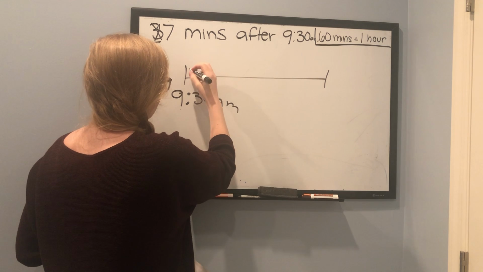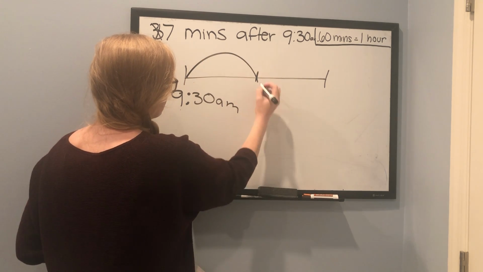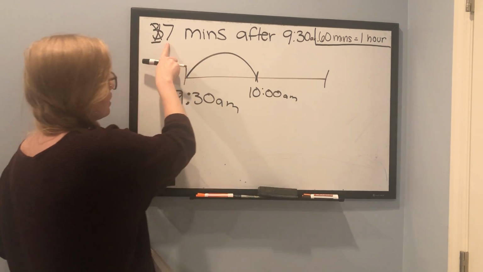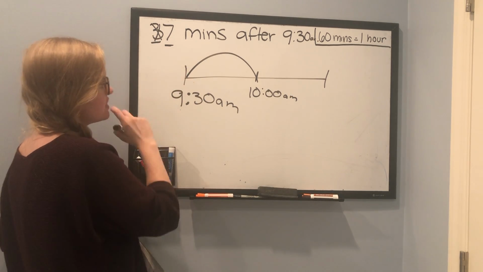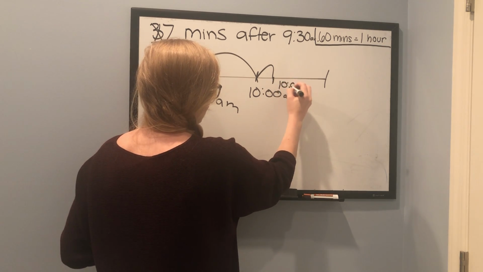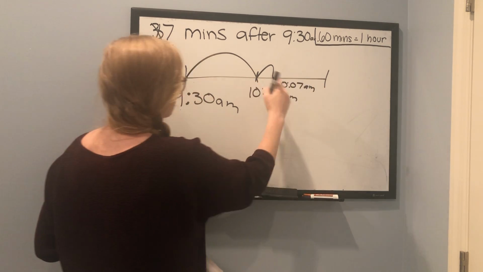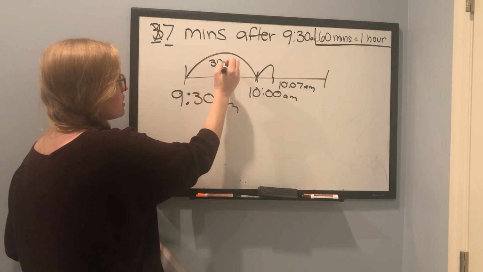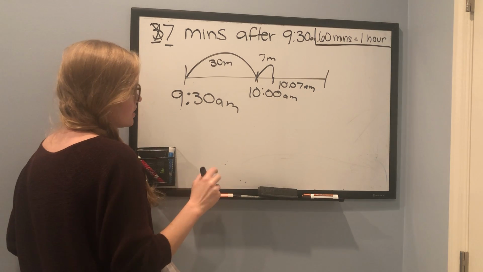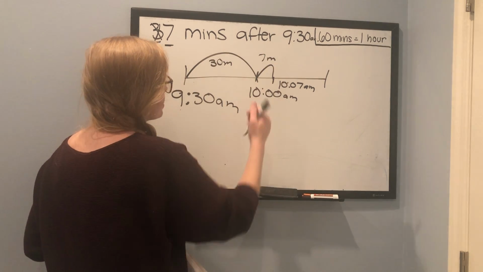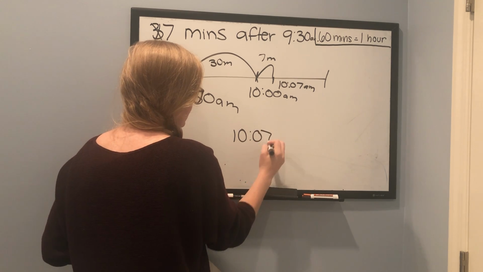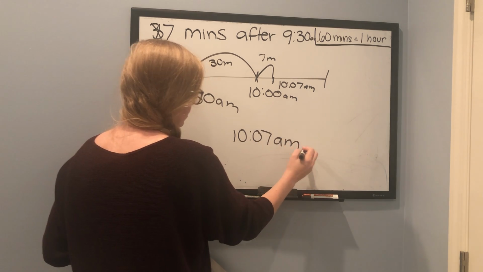So from 9:30 a.m. we can go to 10 o'clock. Okay, and then we're not done. We still need these 7 minutes. A little jump, and now we have 10:07 a.m. Did you see that? I jumped 30 minutes, and then I jumped 7 minutes. So that's 37 minutes. So 37 minutes after 9:30 a.m. would be 10:07 a.m. Okay?